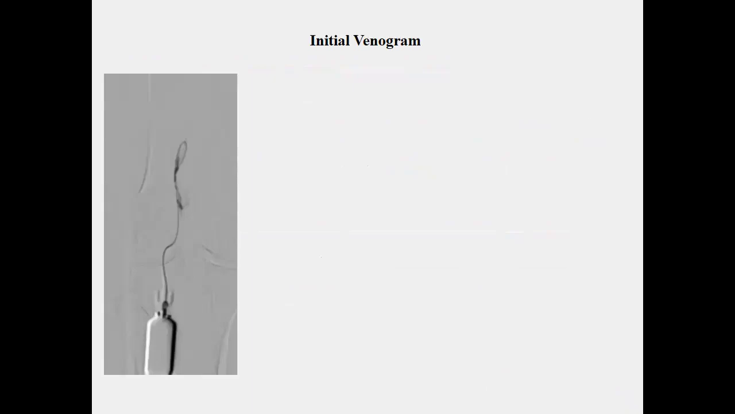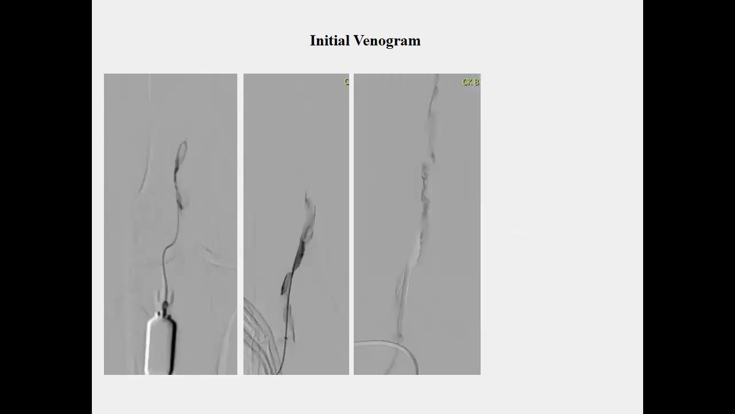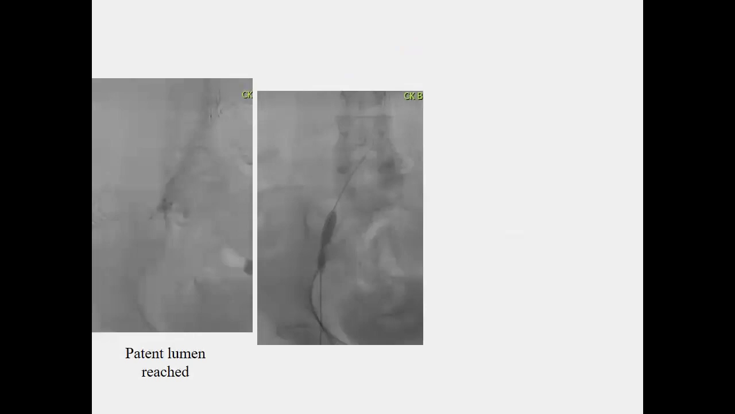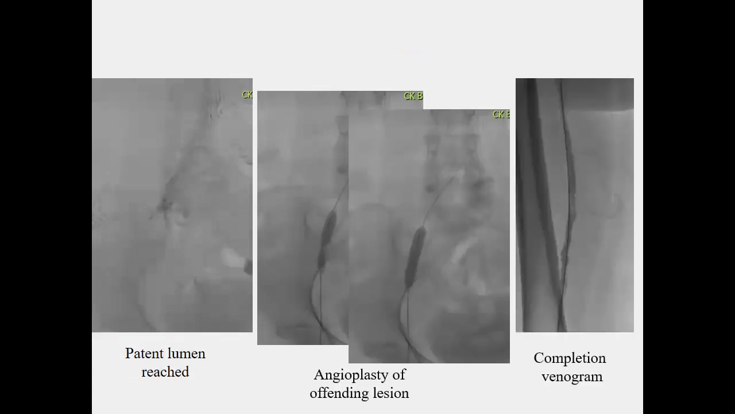So here this patient had an extensive iliofemoral deep vein thrombosis. We punctured the popliteal vein. Stepwise thrombolysis was done and subsequent serial venograms were taken. And finally, we could reach the patent lumen at the level of the right common femoral vein, where we could also find a stenotic lesion, the cause of this deep vein thrombosis. We dilated the stenosis and the final check angiogram revealed substantial flow established in that thrombosed vein with very minimal clot burden showing as a filling defect. So this is catheter-directed thrombolysis.